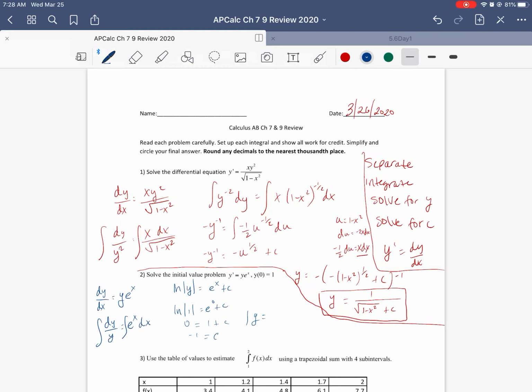So y equals, you could keep it as absolute value, or you could change it to plus or minus. If you don't do this on the regular quiz, it would not matter to me, but the AP, it might come up and it might matter. It is e to the x minus 1. Okay. So the next problem.